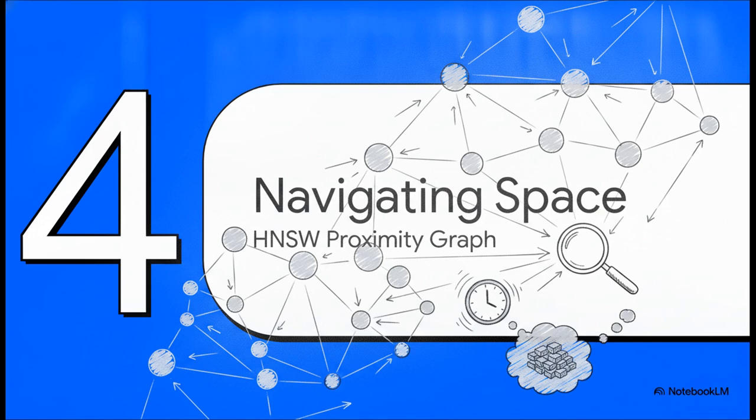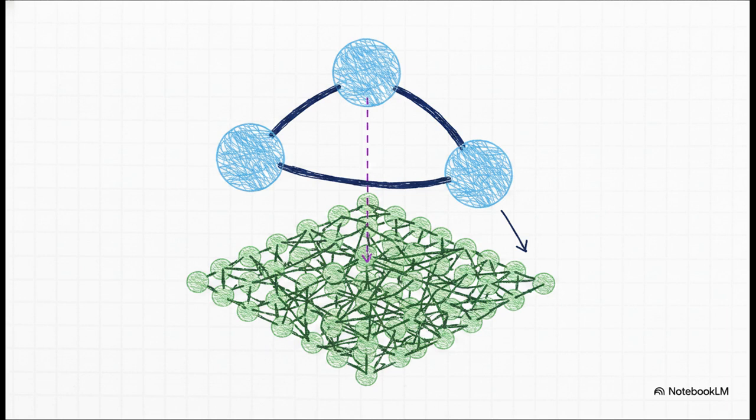Section 4. Navigating high-dimensional space. Now, brute forcing all these float calculations across millions of records is simply way too slow for instant discovery. Vector databases bypass this by building multi-layer proximity graphs, specifically the hierarchical navigable small world, or HNSW graph.